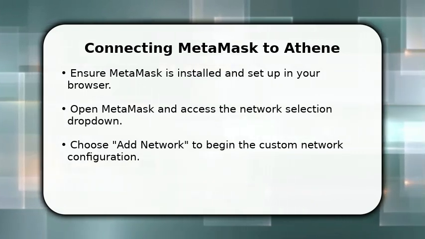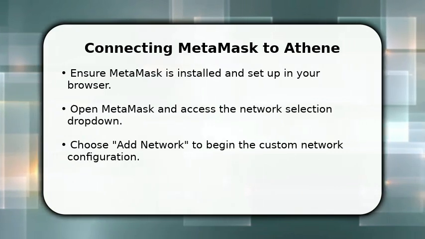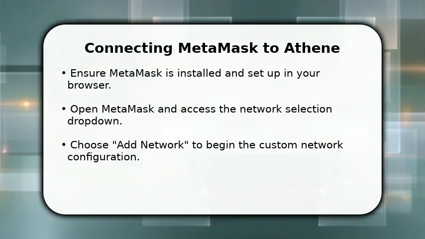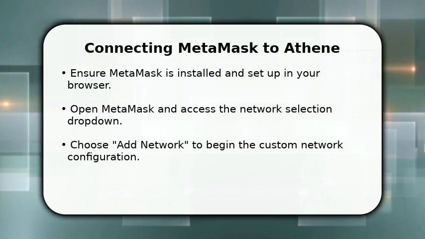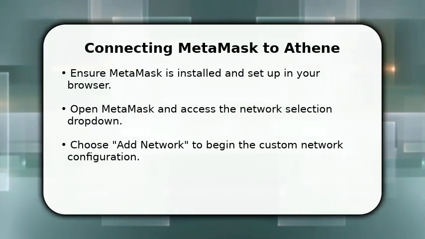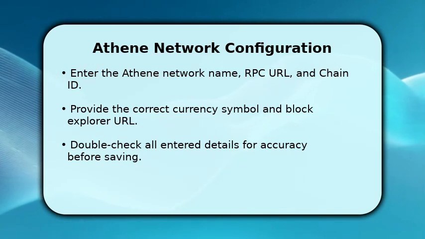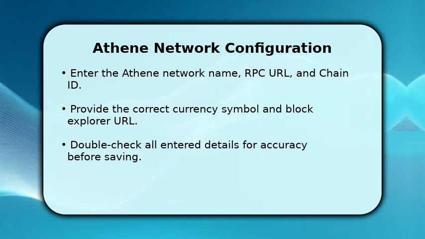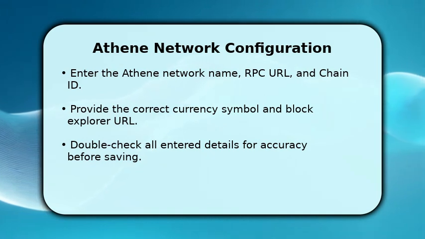You'll then need to locate the network selection drop-down, usually at the top of the wallet interface. From there, select the option to add network to start configuring a custom network. Now, you'll need to input the specific details for the Athene network. This includes the network name, the new RPC URL, and the chain ID. You'll also need to provide the correct currency symbol for Athene and its block explorer URL.